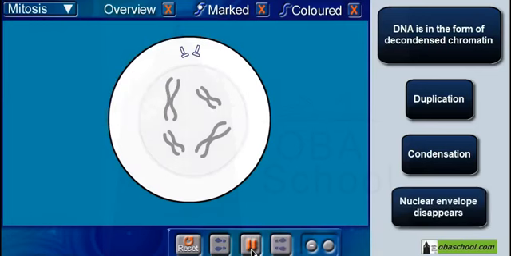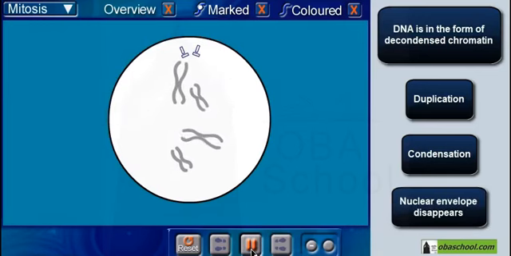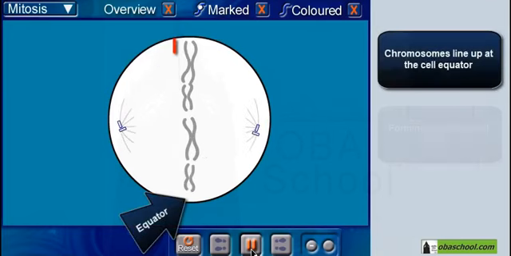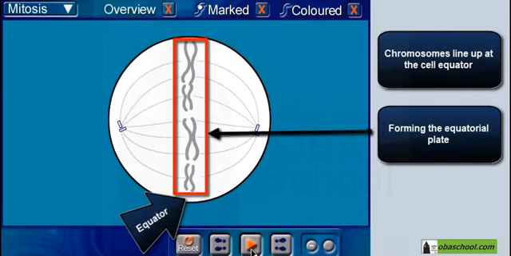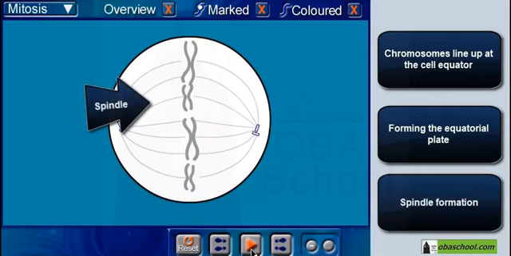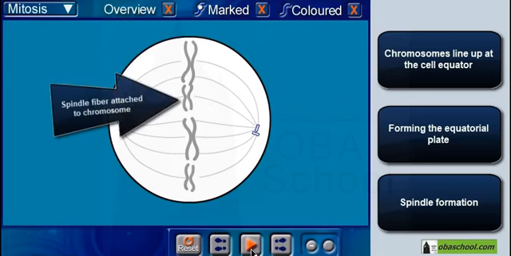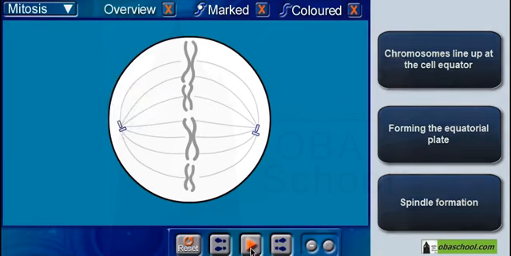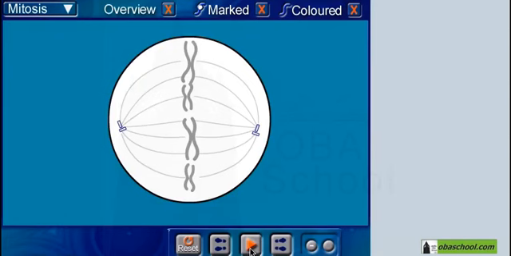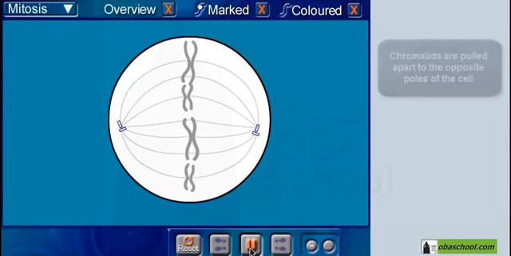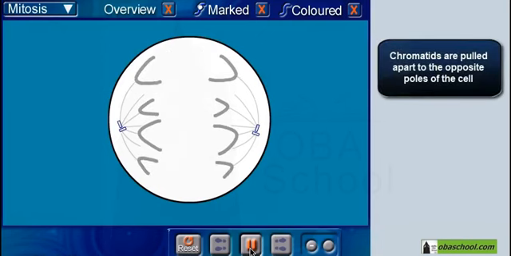Now the nuclear envelope is disappearing and the chromosomes are lining up at the equatorial plate. We have the formation of the spindle. Spindle fibers will attach to the chromosomes. So what's going to happen now is that there will be a pull on every chromatid to pull them apart.